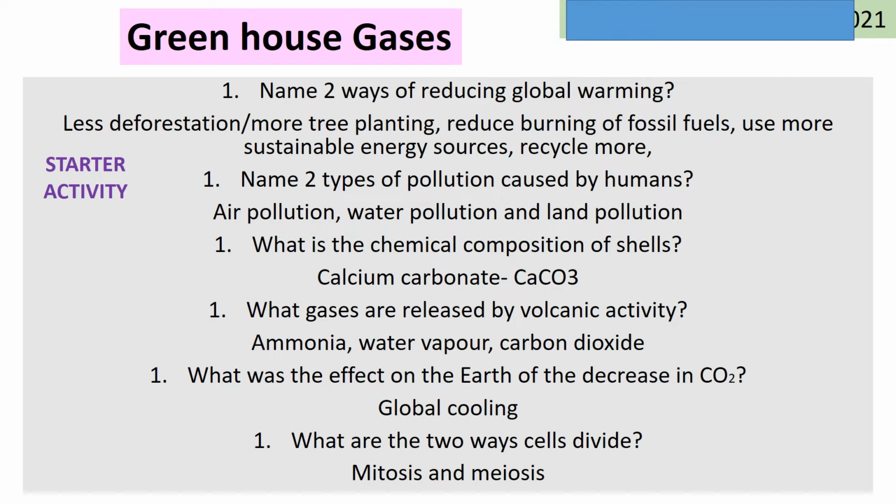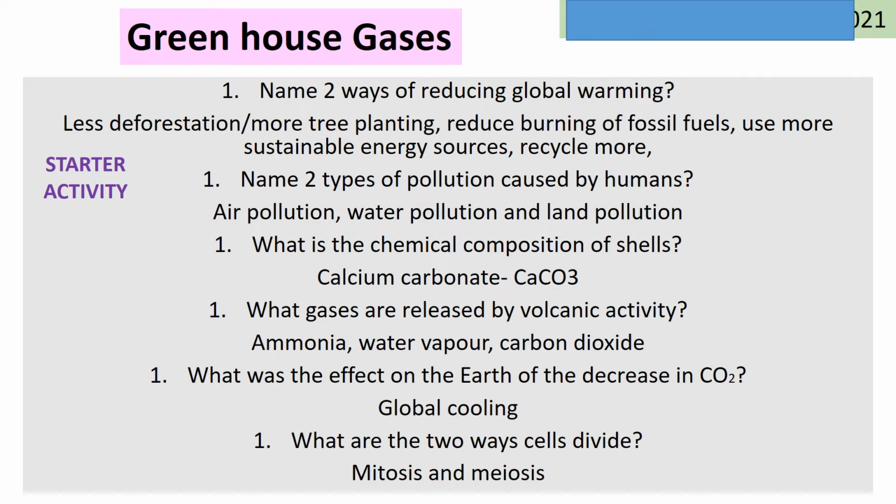Two types of pollution caused by humans. Well, there's 3 main types, which is air pollution, water pollution, and land pollution. Just need to name 2 of those. The chemical composition of shells is actually calcium carbonate, so CaCO3. That should be a little 3.